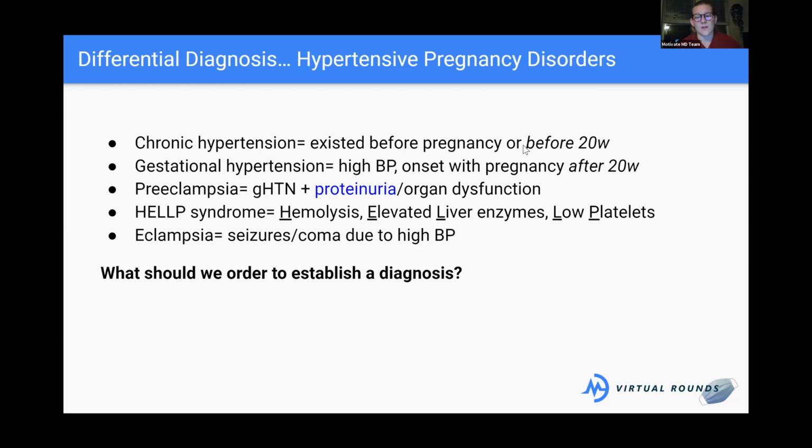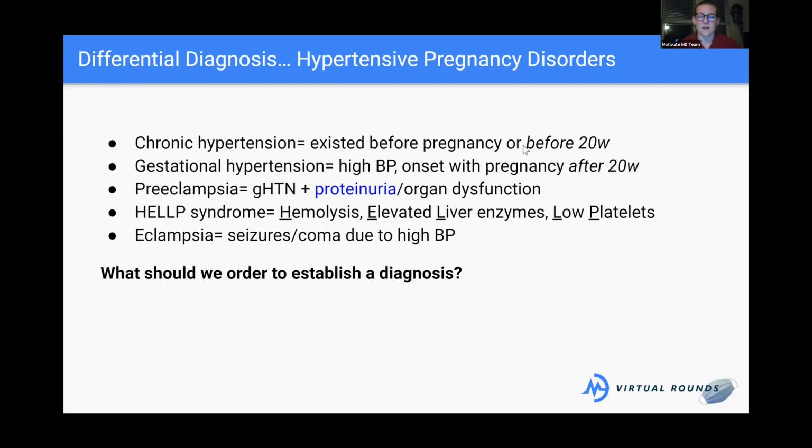So for someone with chronic hypertension, somebody who either had it before they became pregnant or it maybe started when they were pregnant, but it's due to a process that's not the pregnancy, that has to be diagnosed before 20 weeks. That's the halfway point in the pregnancy. If you remember, it's 40 weeks, and that's for reference, about 5 months pregnant. So in our patient, she's 35 weeks. It's very likely that this did not exist for her before the pregnancy, and it's an actual hypertensive pregnancy disorder.